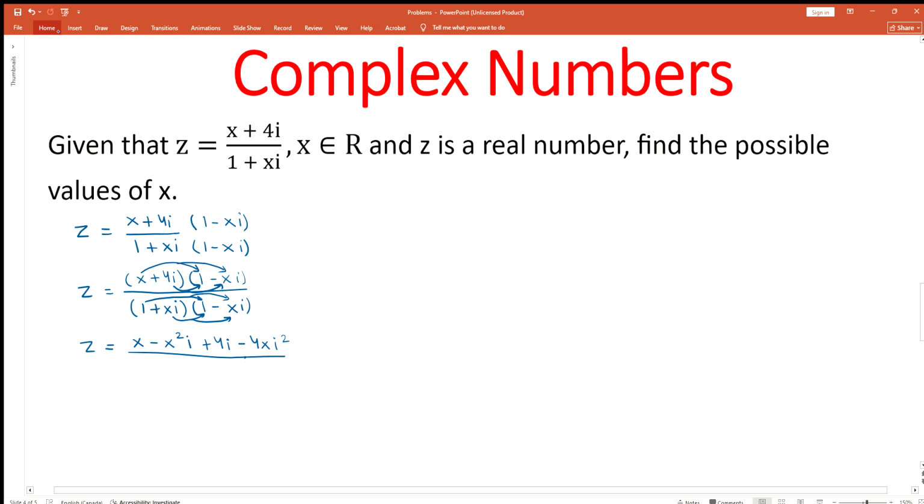Now we can distribute the terms in the denominator. 1 times 1 is 1. 1 times negative xi is negative xi. xi times 1 is positive xi. xi times negative xi is equal to negative x squared i squared.